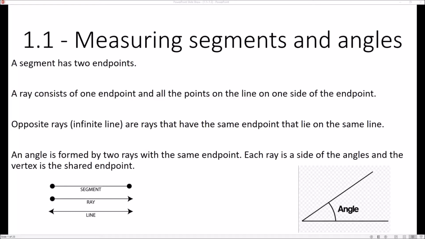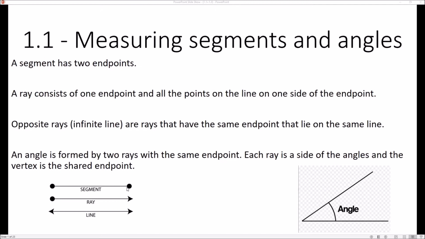Alright, so let's start talking about 1.1. This is our measuring segments and angles. Most of this slide is already in your notes from the vocabulary, but what we're talking about today are segments, which are two defined endpoints. So it's a line created by 2 points. That's really what we're going to focus on today.